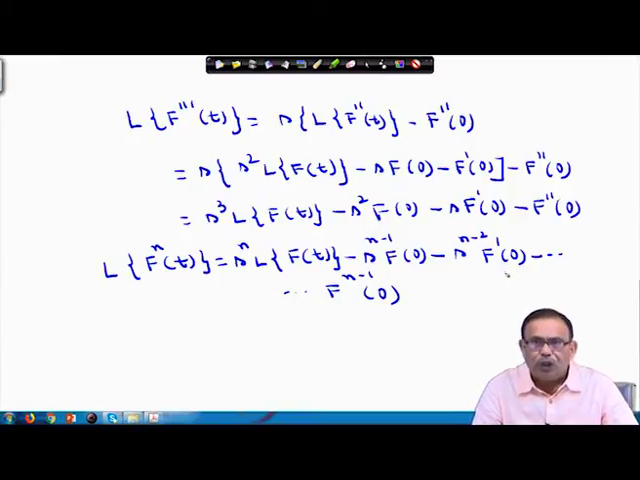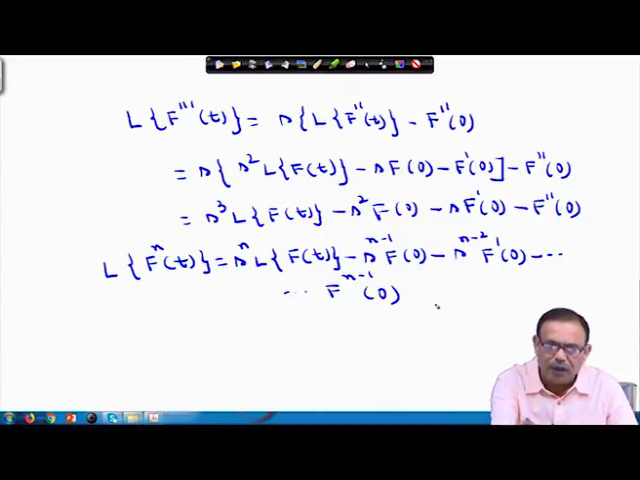So, by the derivative theorem, when the Laplace transform of a function is known to us, I can find out the Laplace transform of the first derivative of the function, the second derivative, and the nth derivative of the function also. Similarly, we can find out from here.